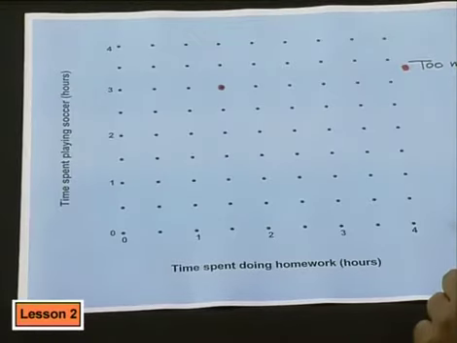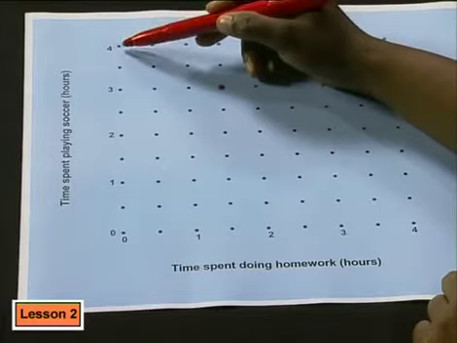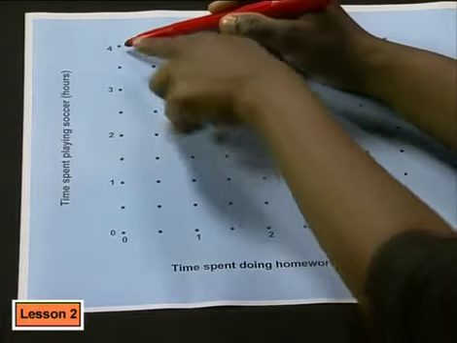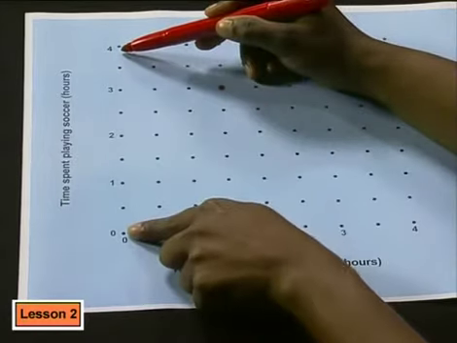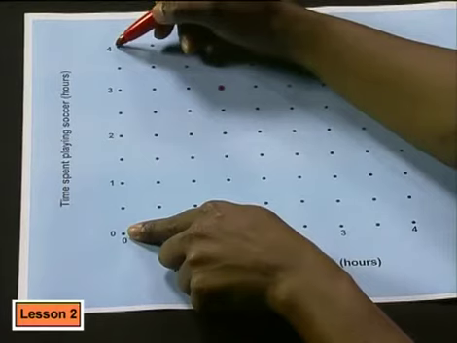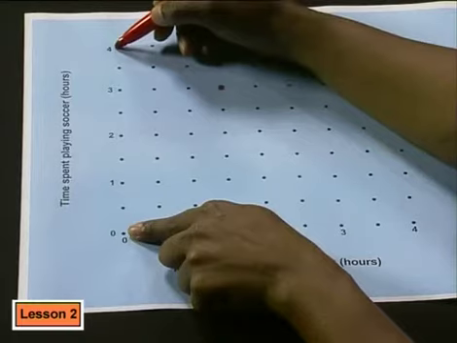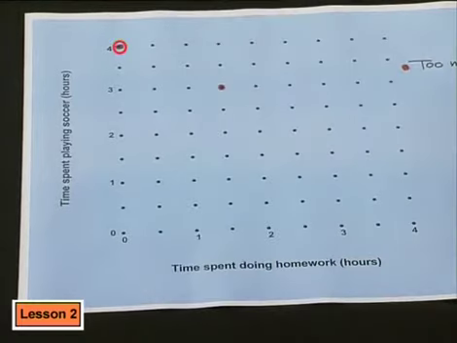Here's another point with too much total time. This point represents 0 hours of homework and 4 hours of soccer. 4 hours is more than we've got. Right, so you can cross out that point with the same color. It's not a viable option.